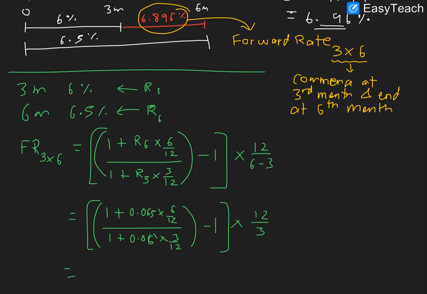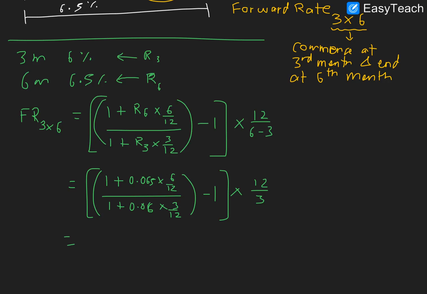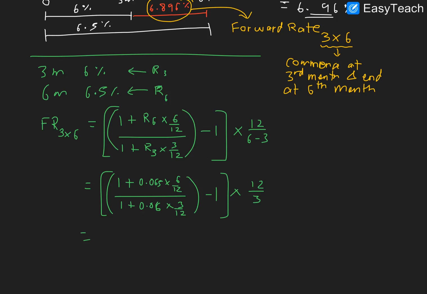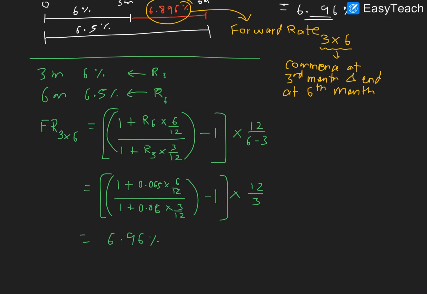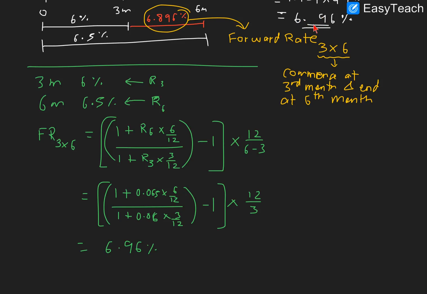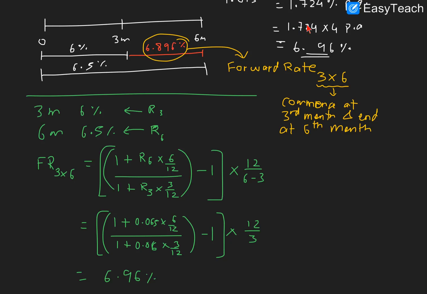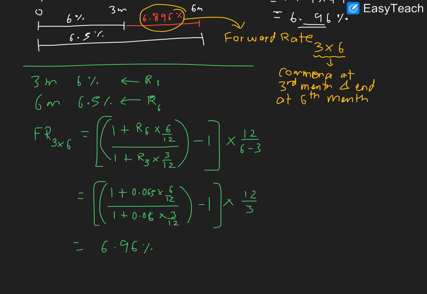So if you just work this out, you will get exactly 6.96%, and that's going to be the same as the number we got earlier. You can check with the calculator and you will get the same answer, or maybe some rounding error may be there, because while computing here we have taken only up to 3 decimals, so that could be the reason for some small minor difference. Otherwise you should be getting very close to this answer.